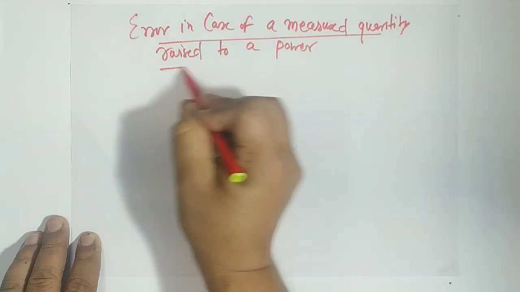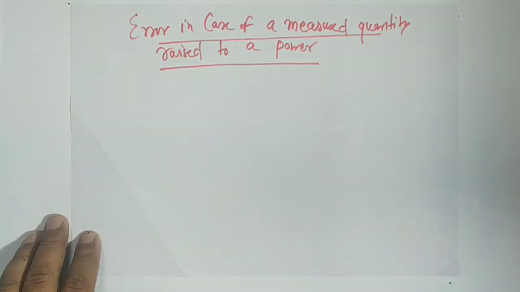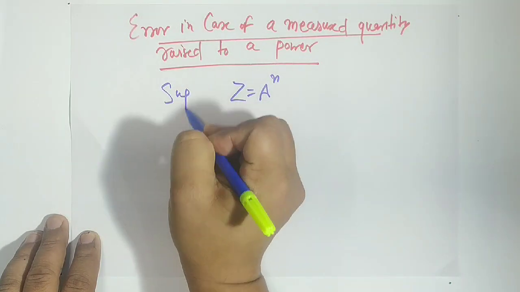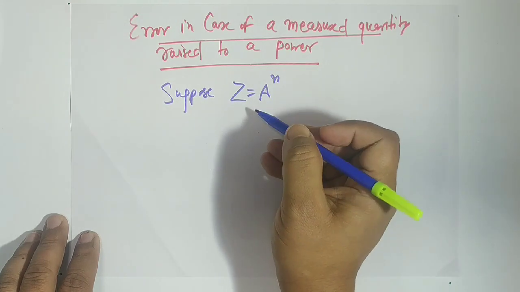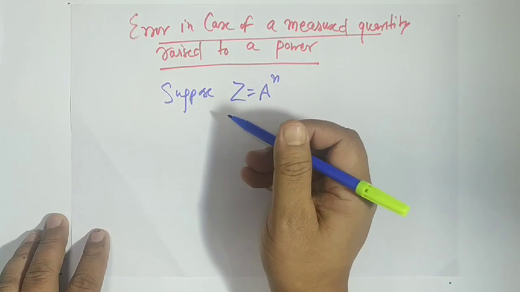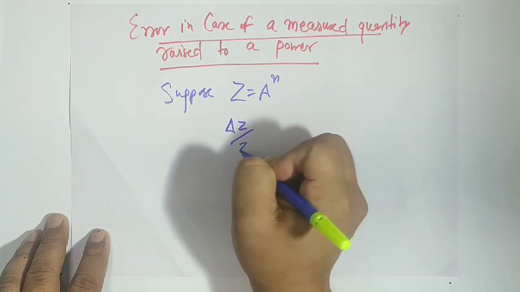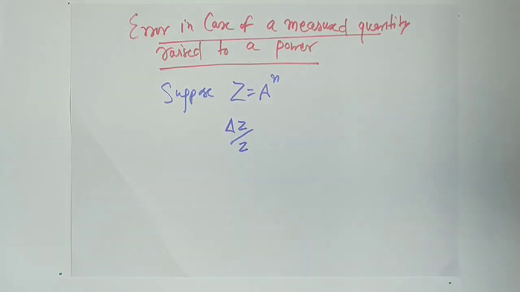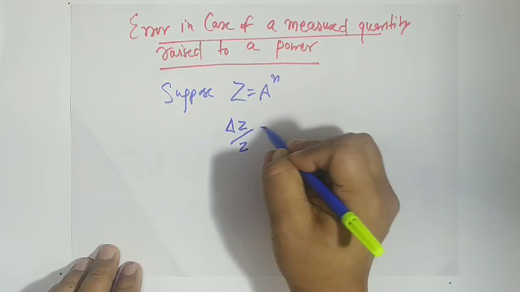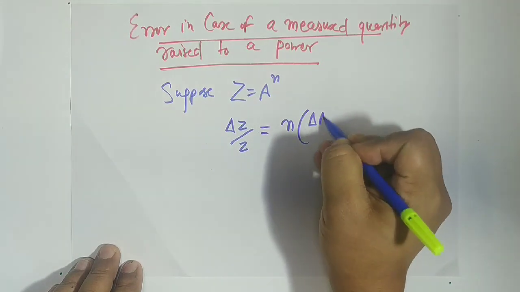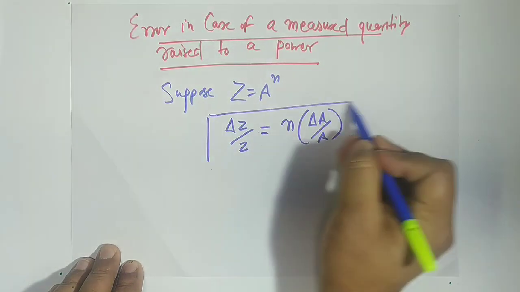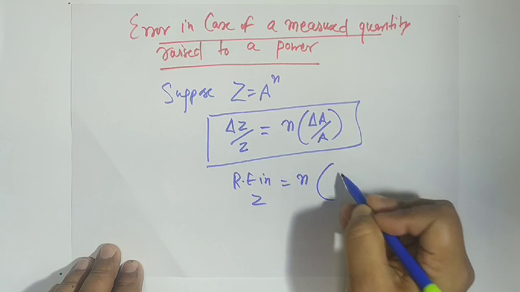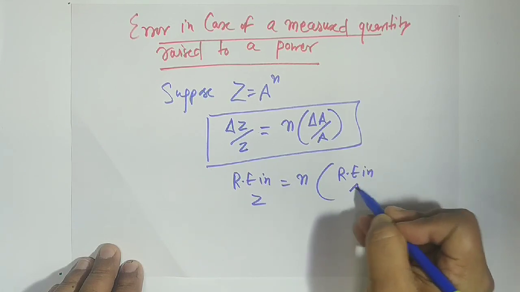So any quantity, if it is raised to a power, say there is a quantity which is written as z equal to a to the power n. It's a quantity. Suppose z is a to the power n, any quantity. Then if I write it, it will be delta z by z, and the same way we deal with it, delta z by z will be n times delta a by a. So this is the rule. That means relative error in z will be n times relative error in a.